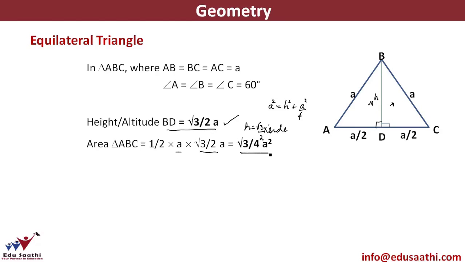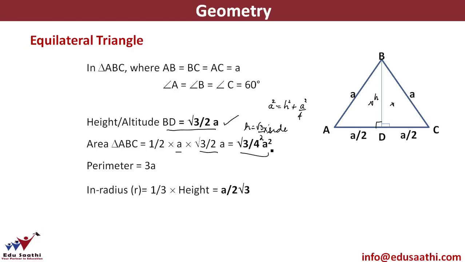I put it, I get the area of an equilateral triangle. This standard value needs to be remembered: √3 by 4 a square is the area of an equilateral triangle. I need not use any other formula. This formula is sufficient for me. Perimeter is the sum of all the sides, which would be the same, hence the perimeter would be 3 times the side.